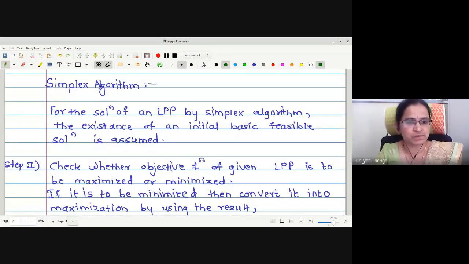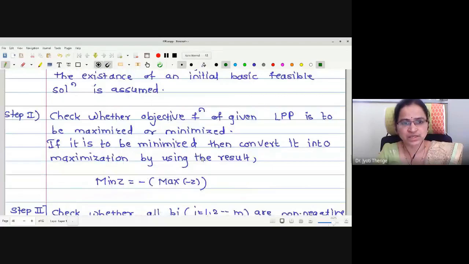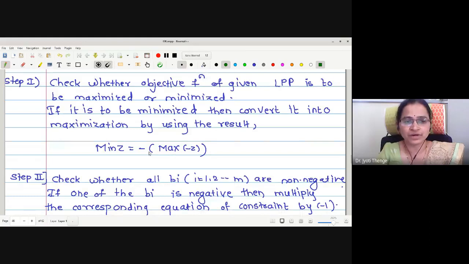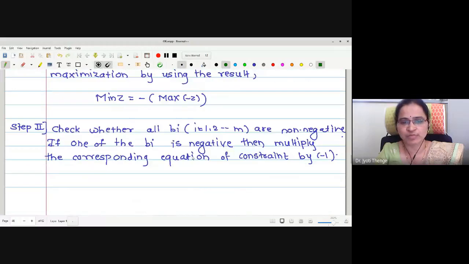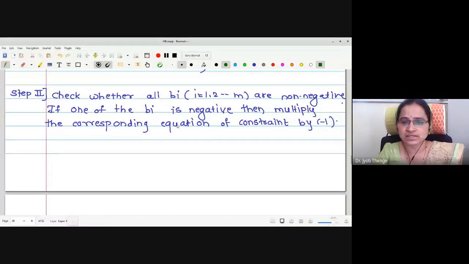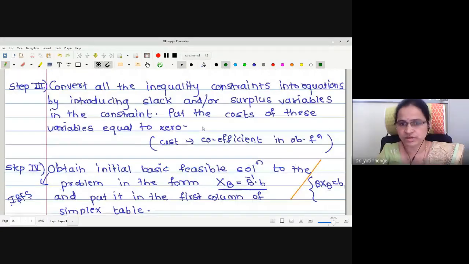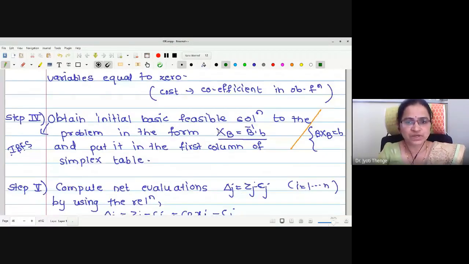If you look at the simplex method algorithm, it is very easy. The first step tells us that the objective function should be in the maximization form. If it is not in the maximization form, one can convert it to maximization by using this relation: minimum of z is minus of maximum of minus z. The second step is that all the right hand side constants should be non-negative. If one is negative, then we have to multiply the constraint by minus 1. The third step tells us that all the inequality constraints should be converted to equalities by adding the necessary variables, such as slack or surplus variables.